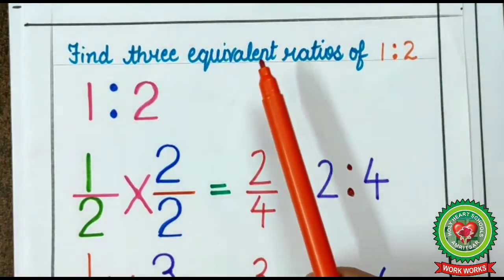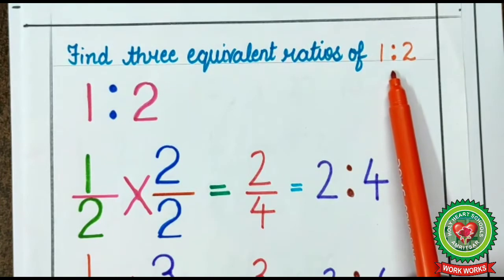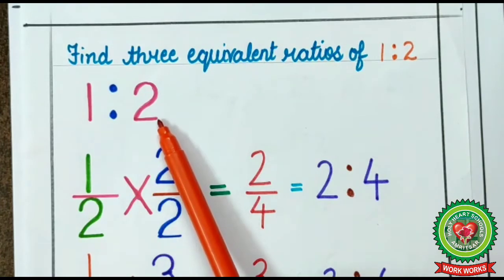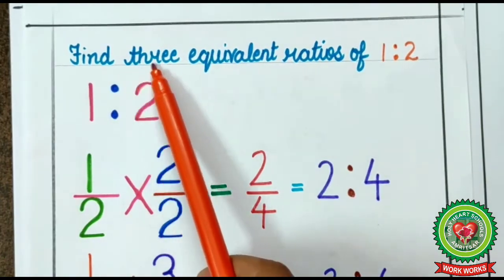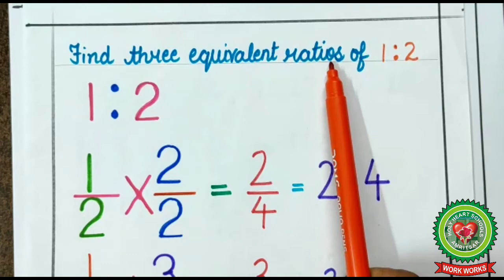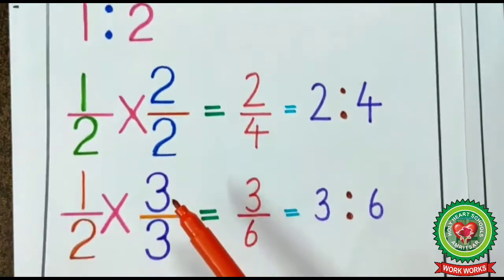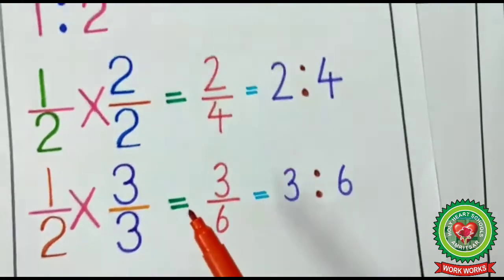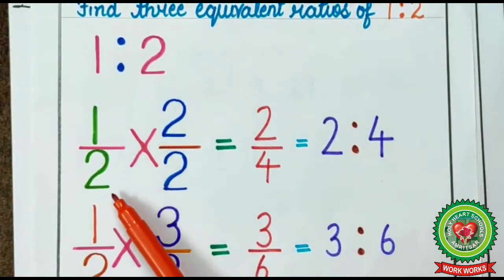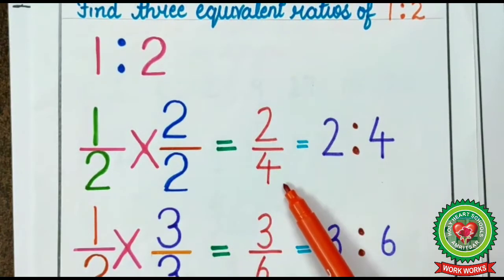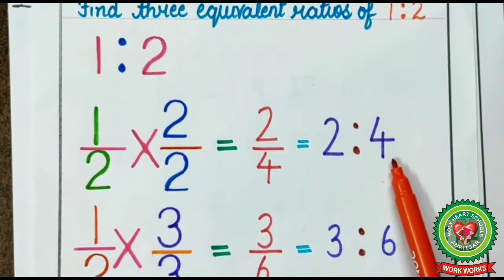Here find three equivalent ratios of 1:2. So what is statement? 1:2. And here we have to find out three equivalent ratios. So for that, first of all we will multiply it by 2/2, then 3/3, then 4/4. So here it comes 1/2 multiplied 2/2, which gives 2/4. So how we can write it in ratio? 2:4.